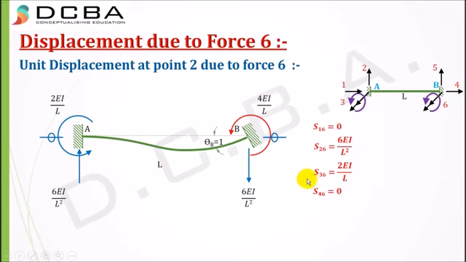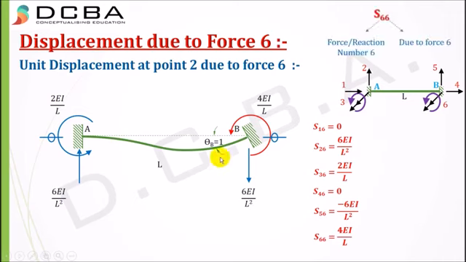Okay. S56 is minus 6 EI by L square. So I hope by now you must be getting how to write the direction, how to write the sign conventions, that is, whether it is minus 6 EI by L square or plus 6 EI by L square. We have to always refer these reactions with our positive force. And S66 is 4 EI by L, which is the force or moment itself, and it is always positive. And this forms the last, that is sixth column of my stiffness element matrix.